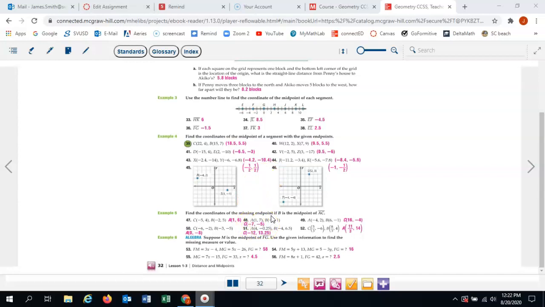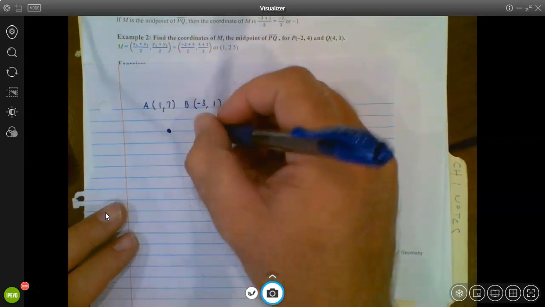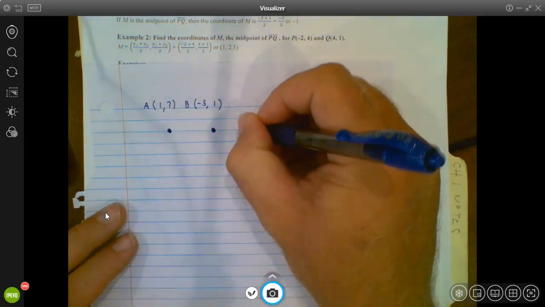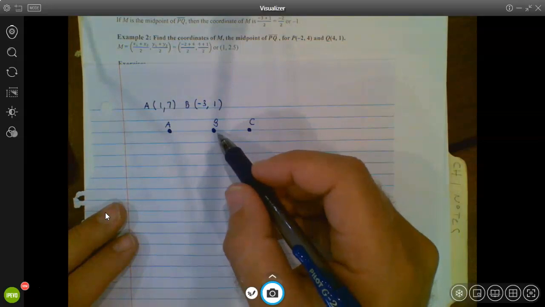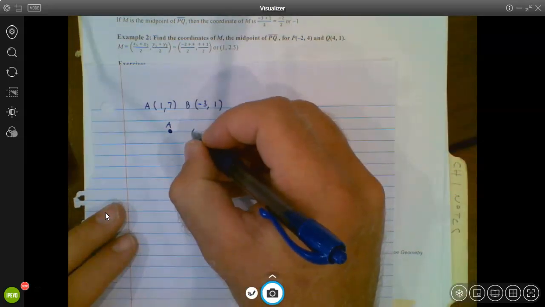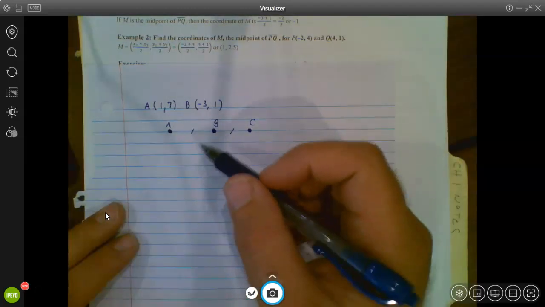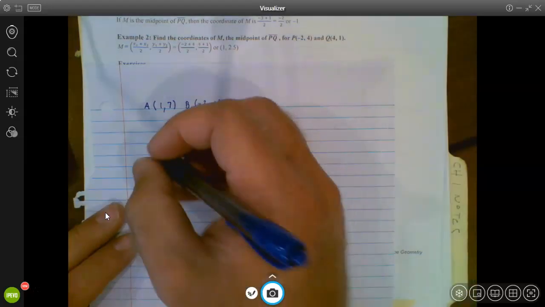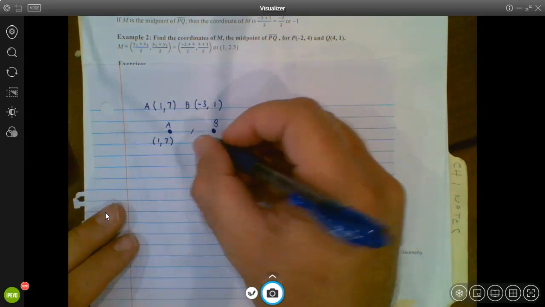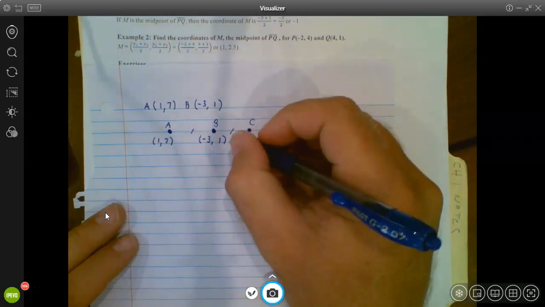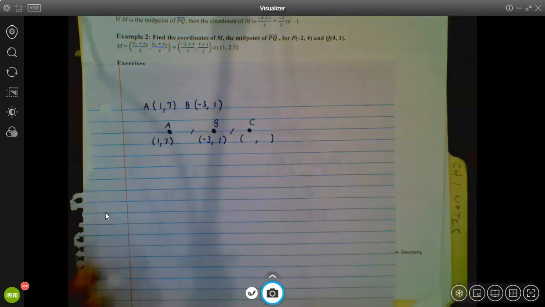So it does say that B is the midpoint of AC. All right, so let's draw this out here. So it said B is the midpoint of AC. So here's A, here's B, and here's C. So if B is the midpoint, that means AB and BC are equal, right? Because it's in the middle. It's the midpoint. So that means if A is at (1, 7), and we know B is at (-3, 1), what are the other endpoints that we're trying to find, right?